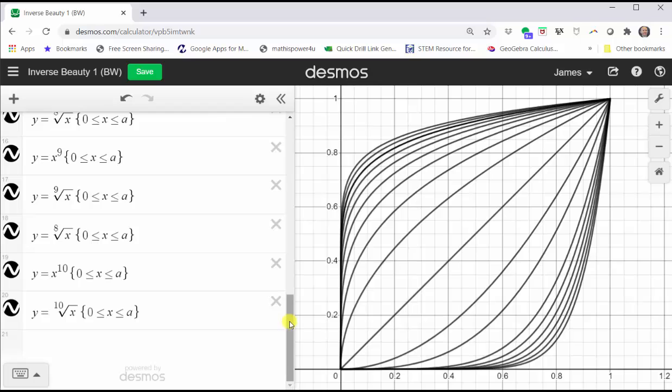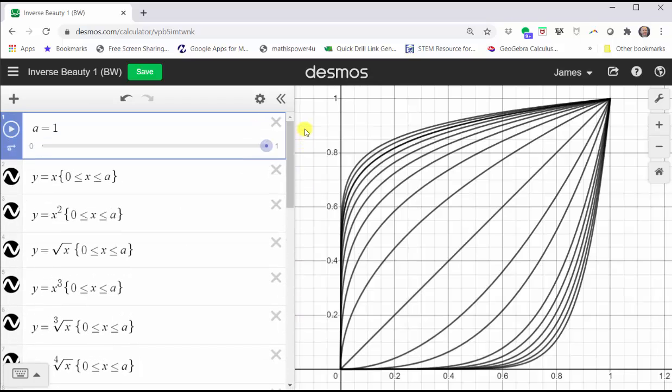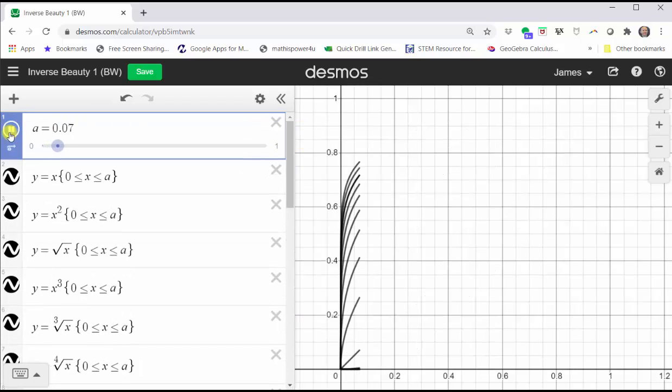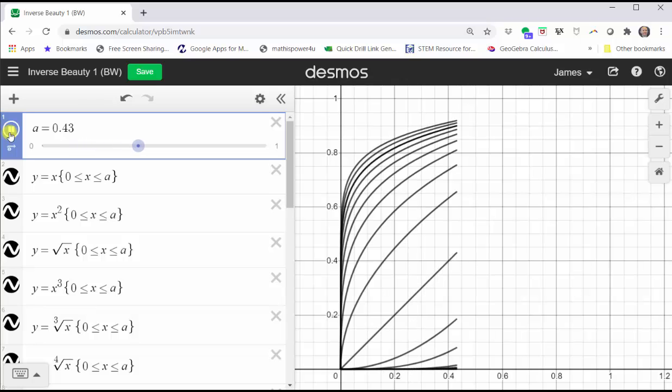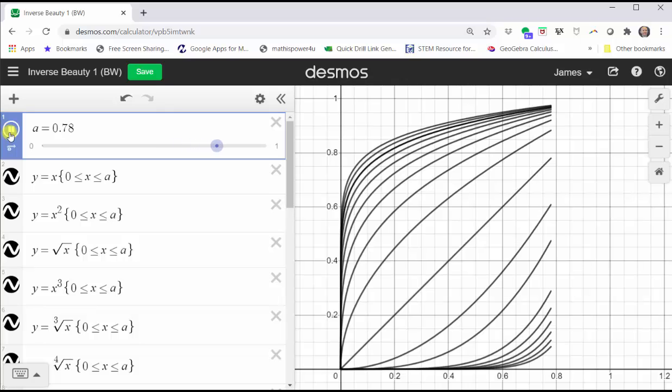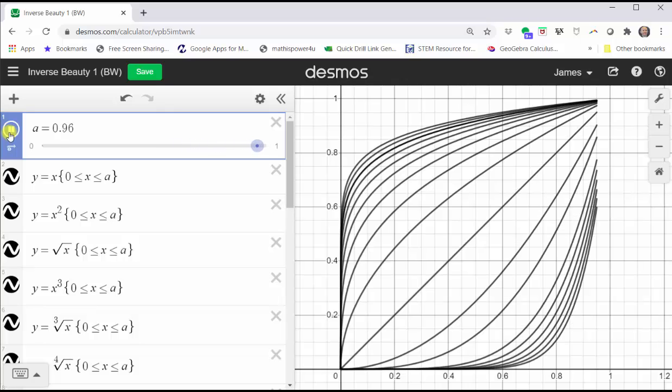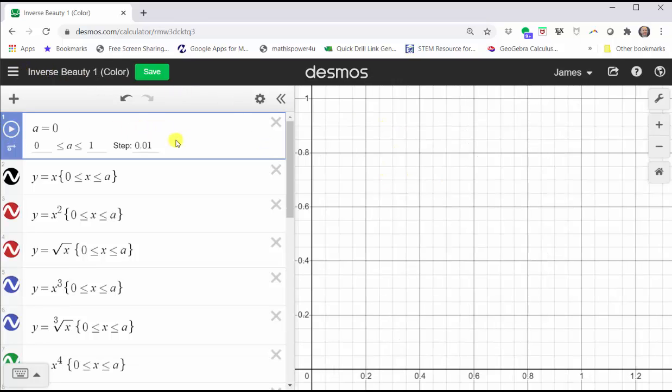Let's take a look at that one more time in black and white, and then we'll take a look at it in color. And now let's take a look at the same graph in color. And let's click play.